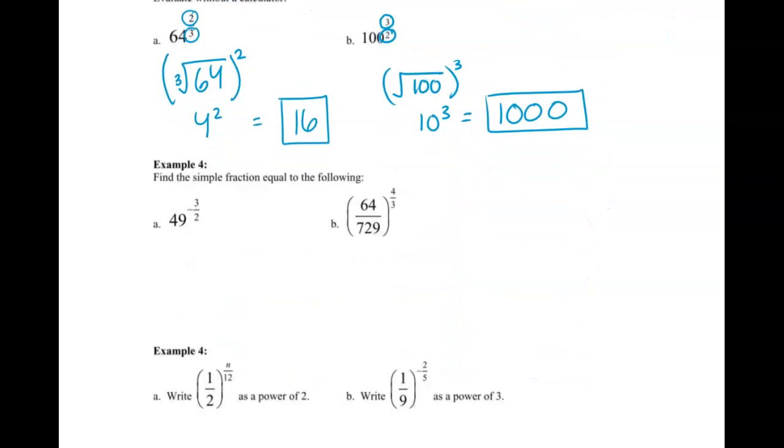Now we want to find the simple fraction equal to the following. Well, what you do first is factor out a 1 over some number. So whatever's on the bottom of the fraction, you'll just factor that out. So here there's a 2 on the bottom. 49 is our base, so I'm going to make this 49 to the 1 over, and that's where our 2 comes in.